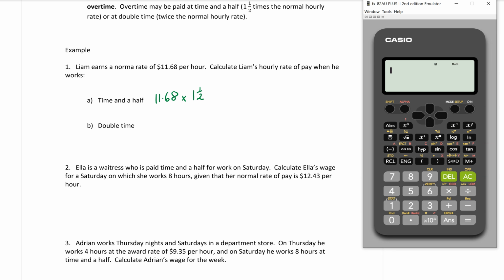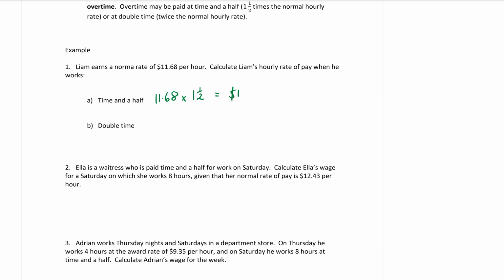So 11.68 times 1.5 means that he's now going to get $17.52 per hour for those overtime hours, however many hours that is. Okay, what if he gets double time? Double time just means we times his pay by 2, because that's doubling, times by 2.